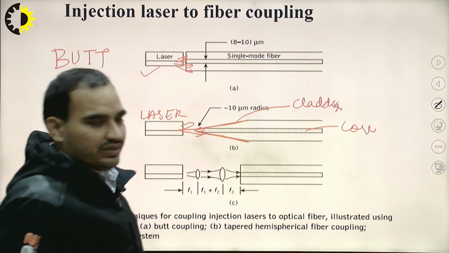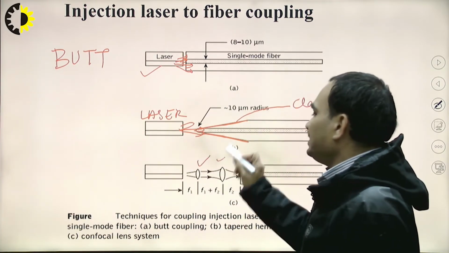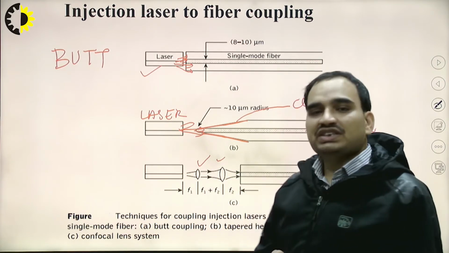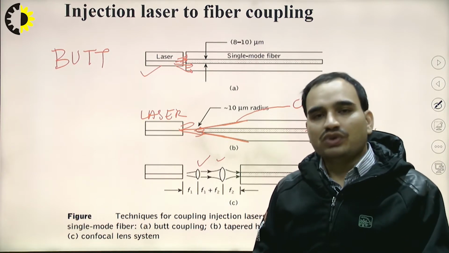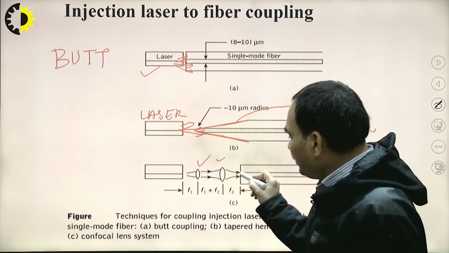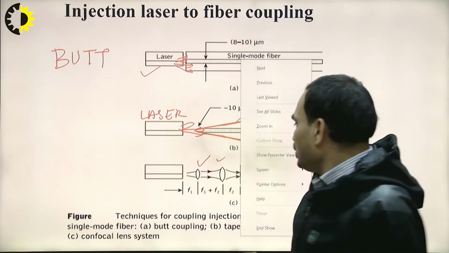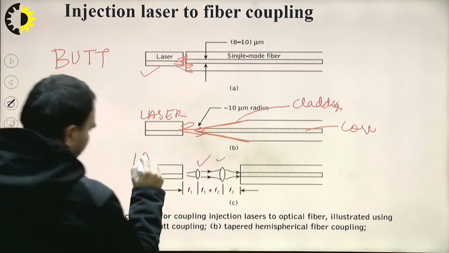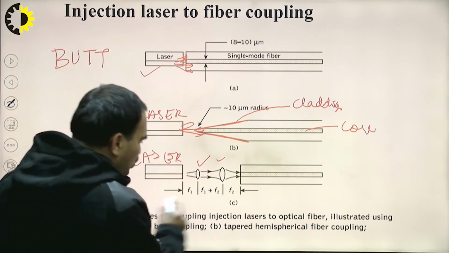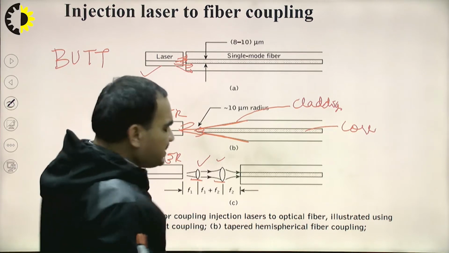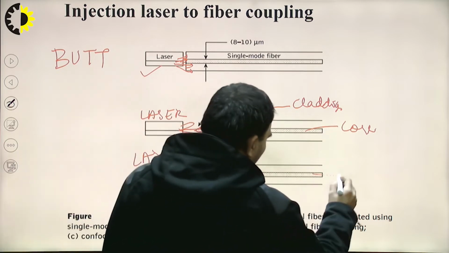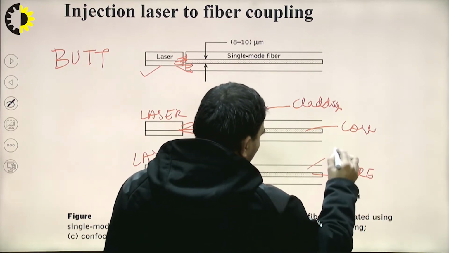Another technique is using the lens. As we know the property of the lens, a convex lens converges the light to the focal point. We keep the focal point at the face of the core. Here we have the laser generating the light, and the confocal lens system, where we use two convex lenses and focus the light onto the core of the fiber. Here the center part is the core and the outer part is the cladding.